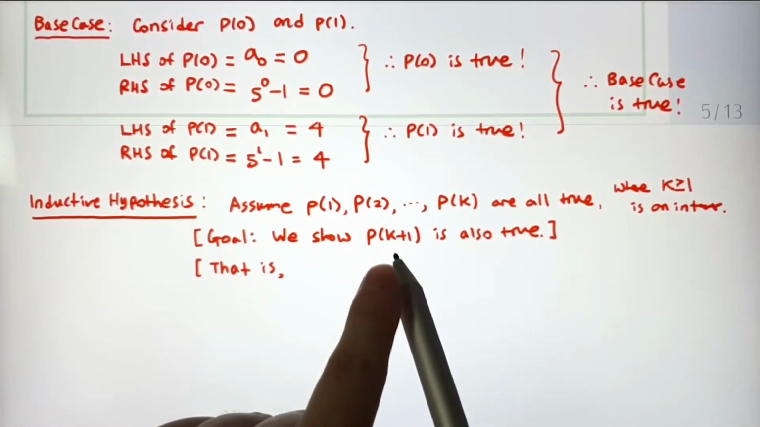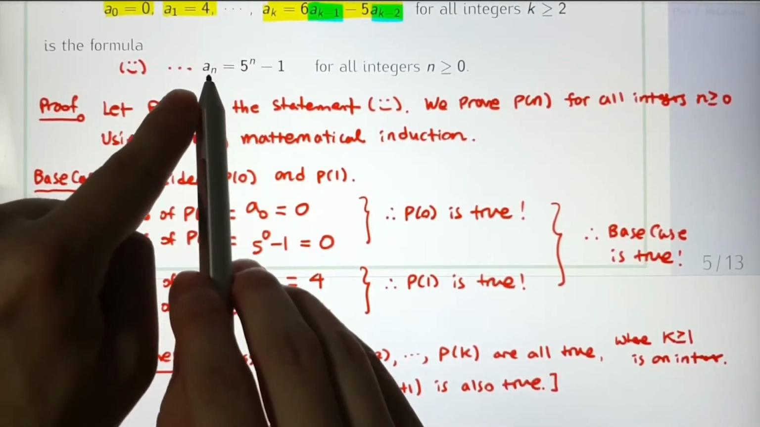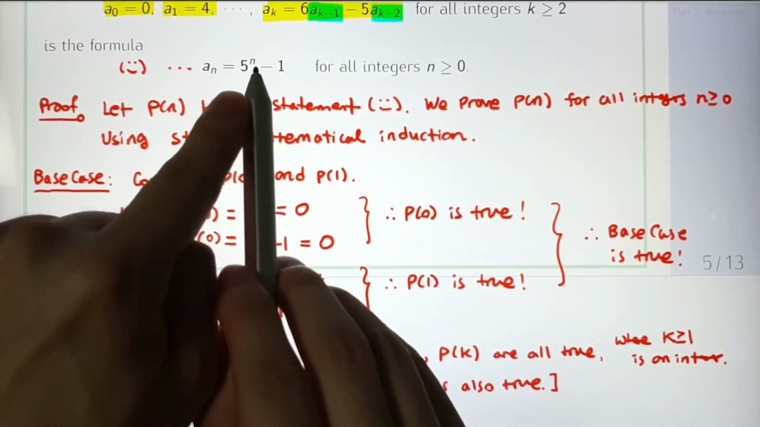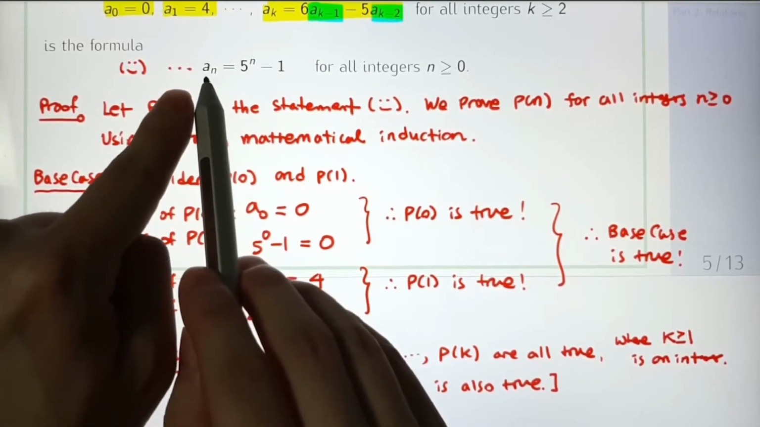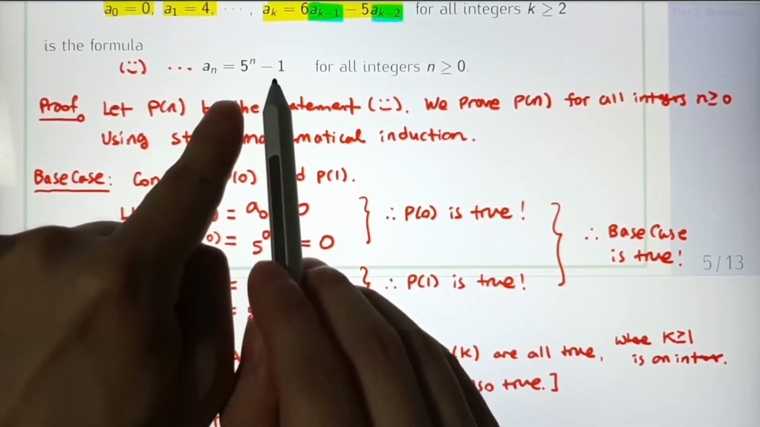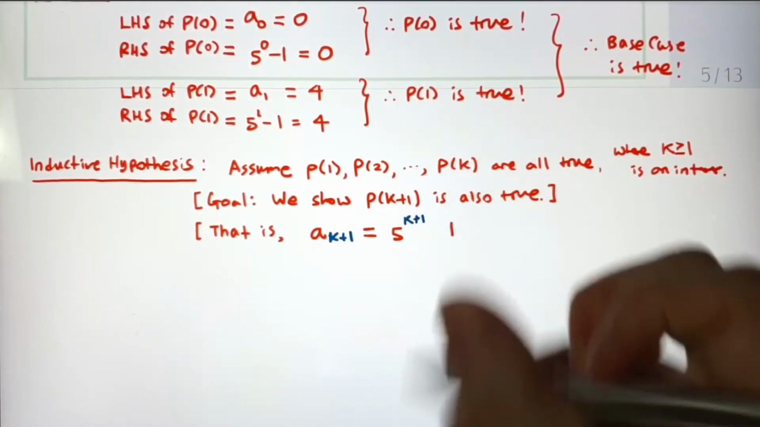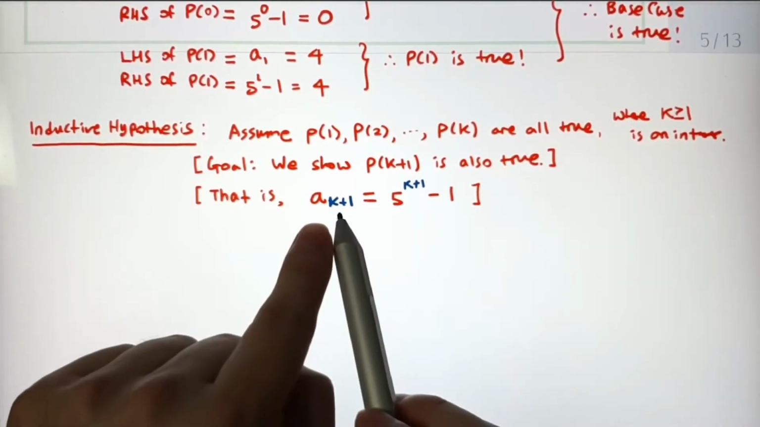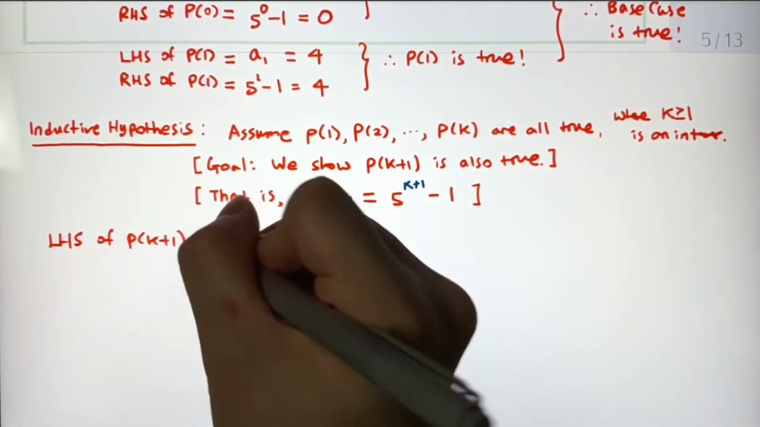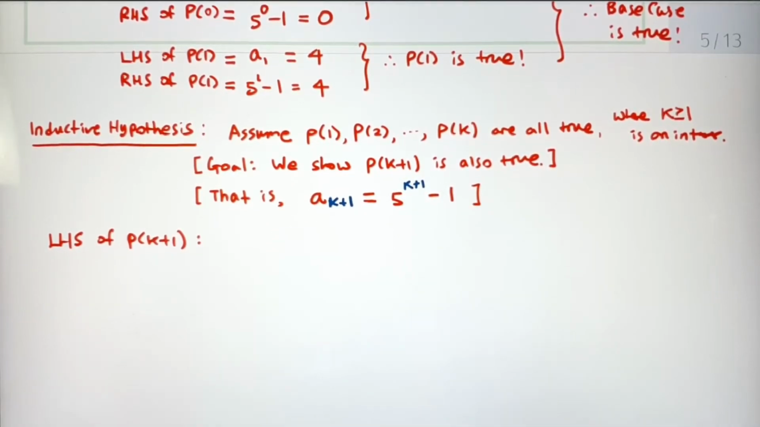Showing P of k plus 1 is true means we want to show a_{k+1} equals 5 to the power of k plus 1 minus 1. So the left-hand side is a_{k+1}, and the right-hand side is 5 to the power of k plus 1 minus 1. We're going to start from the left-hand side and show the right-hand side. The left-hand side of this equation is a_{k+1}.